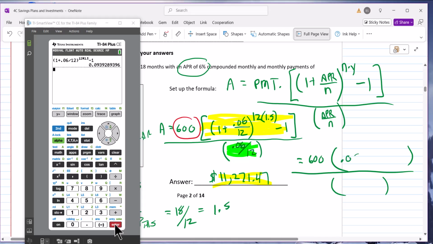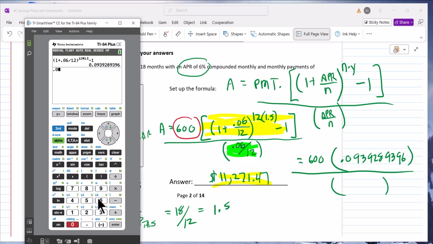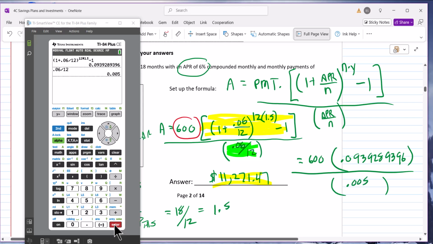So that's 0.0939289396 like that. So I just record it. Then if I do the 0.06 divided by 12, I'm going to record that. So that is 0.005. Okay, now you can finish up the problem.